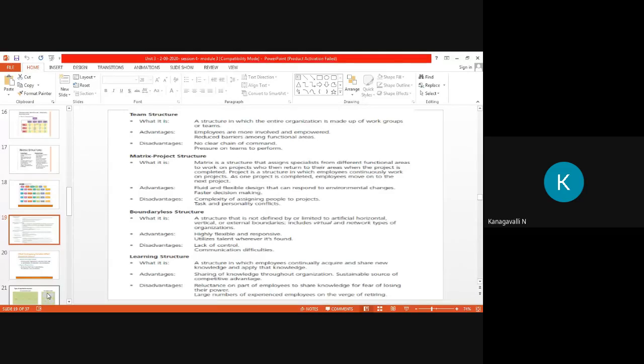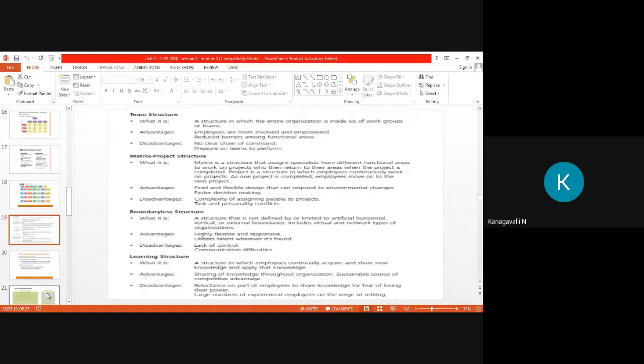The advantages of this structure are a fluid and flexible design that can respond to environmental changes, and faster decision making. Then the disadvantages are the complexity of assigning people to project tasks, and personality conflicts.